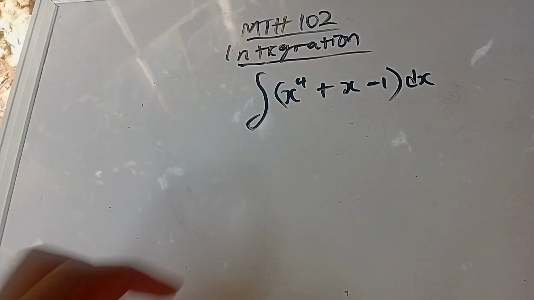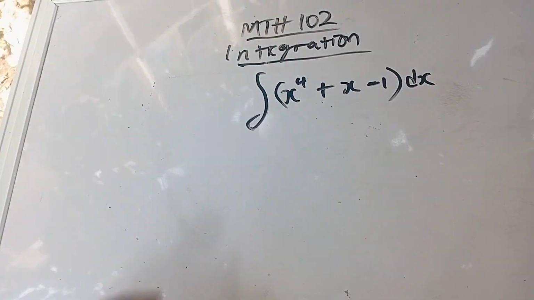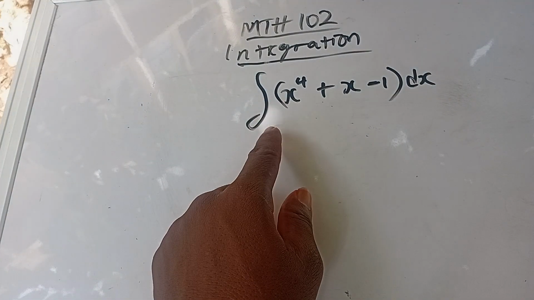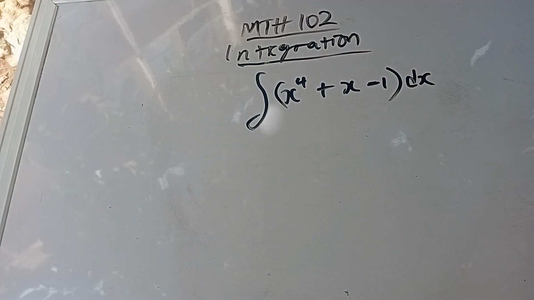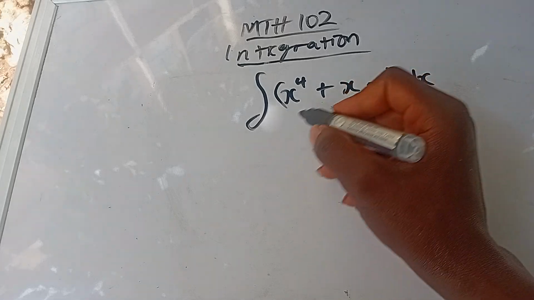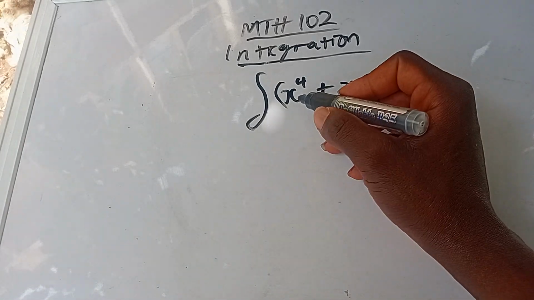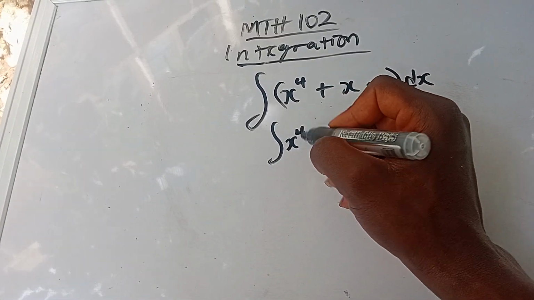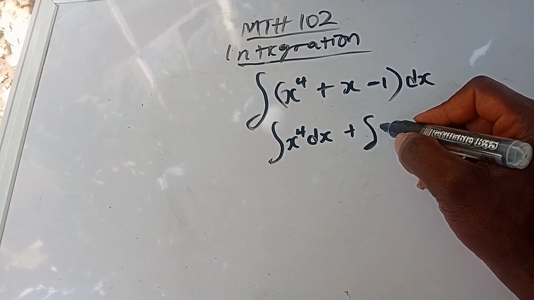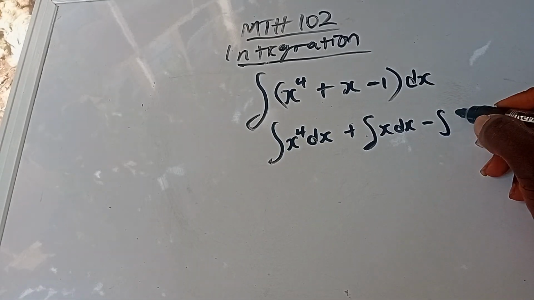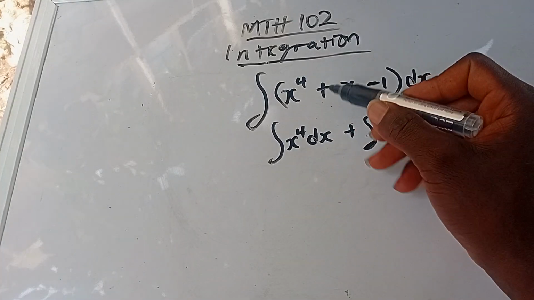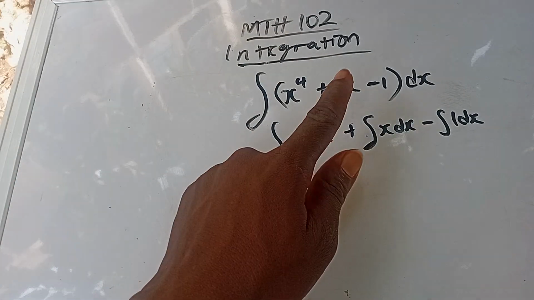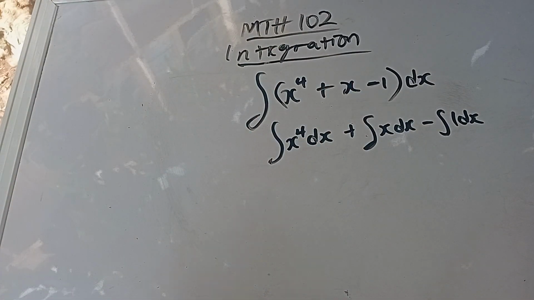That is if it's definite, where we are given a limit interval. We don't need to add plus c because we are going to get a definite value. But if it is indefinite like this, there is no limit, then you add plus c constant to your final answer. Now we can split this. You can solve it directly, no problem. You can begin to integrate directly without splitting. At the same time, you can split into the integral of x raised to power 4 dx plus the integral of x dx minus the integral of 1 dx. You can split each because it's addition and subtraction. The only time you cannot split like that is if it is multiplication or division.